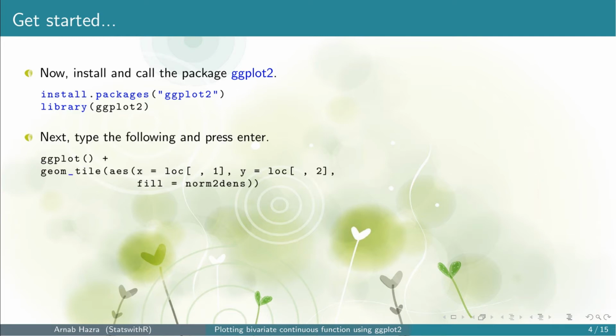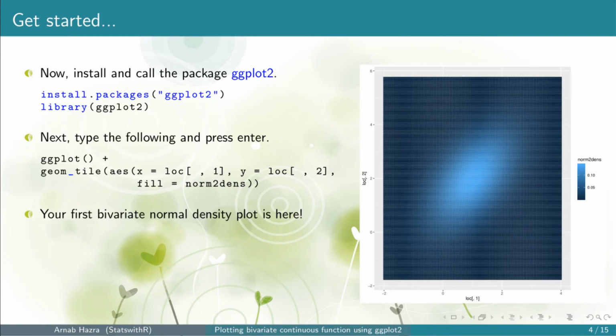In the console window, type ggplot with blank brackets plus geom_tile within aesthetics x equals the first column of log, y equals the second column of log, and fill equals norm to dense. Now press enter. Okay, you get your first bivariate normal density plot.